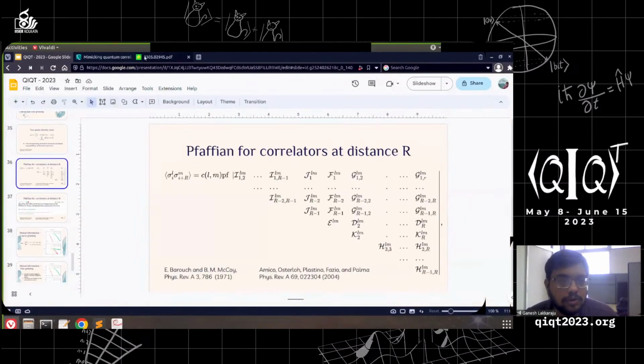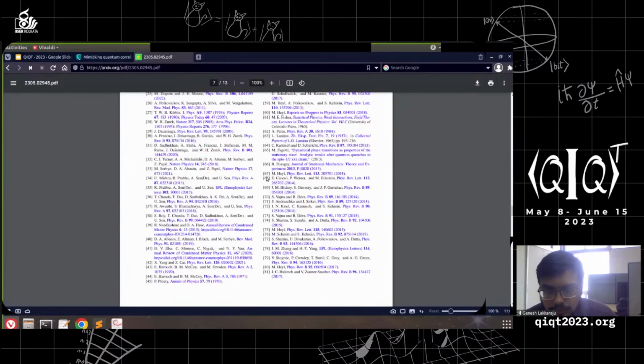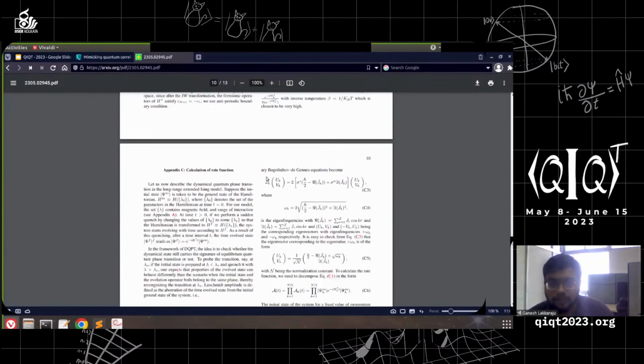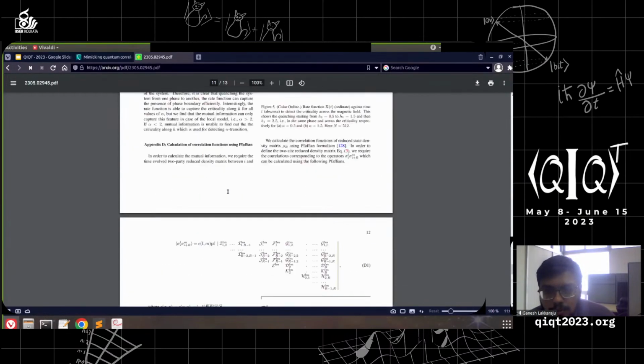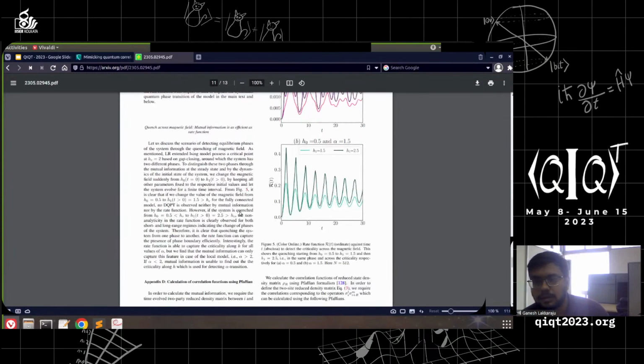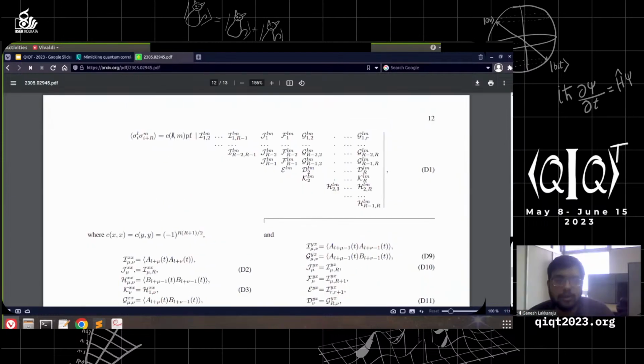I can go to the paper. We have written it in the appendix. Let me just quickly answer you. Is my paper visible? Yes, I can see it. So here, whenever there is no dynamics, the correlation is just a determinant based on this block, a function that is calculated by G.